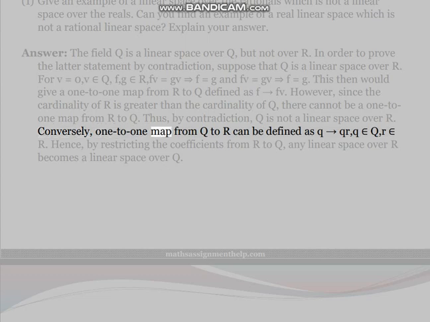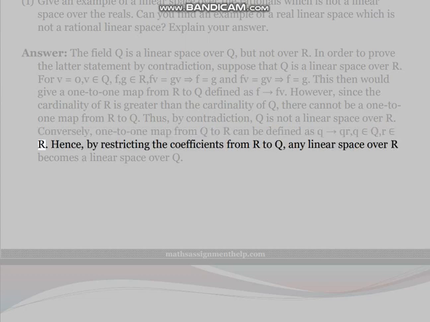Conversely, a one-to-one map from Q to R can be defined, where q is an element of Q, r is an element of R. Hence, by restricting the coefficients from R to Q, any linear space over R becomes a linear space over Q.